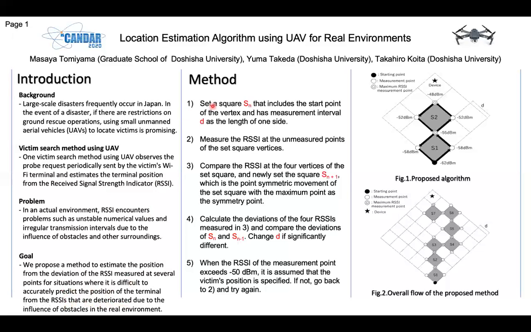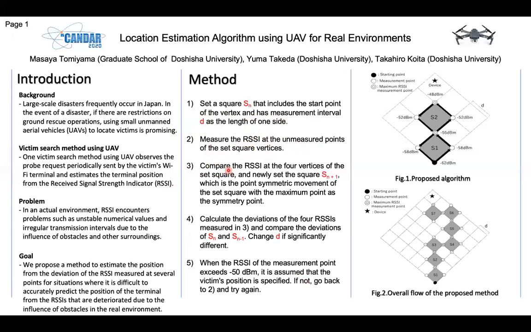And next, I will explain our method. Figure 1 is the proposed algorithm image, and figure 2 is the overall flow of the proposed method. The proposed method consists of 5 major steps. First, set a square Sn that includes the start point as a vertex and has measurement interval d as the length of one side. 2. Measure RSSI at the unmeasured points of the set square's vertices.